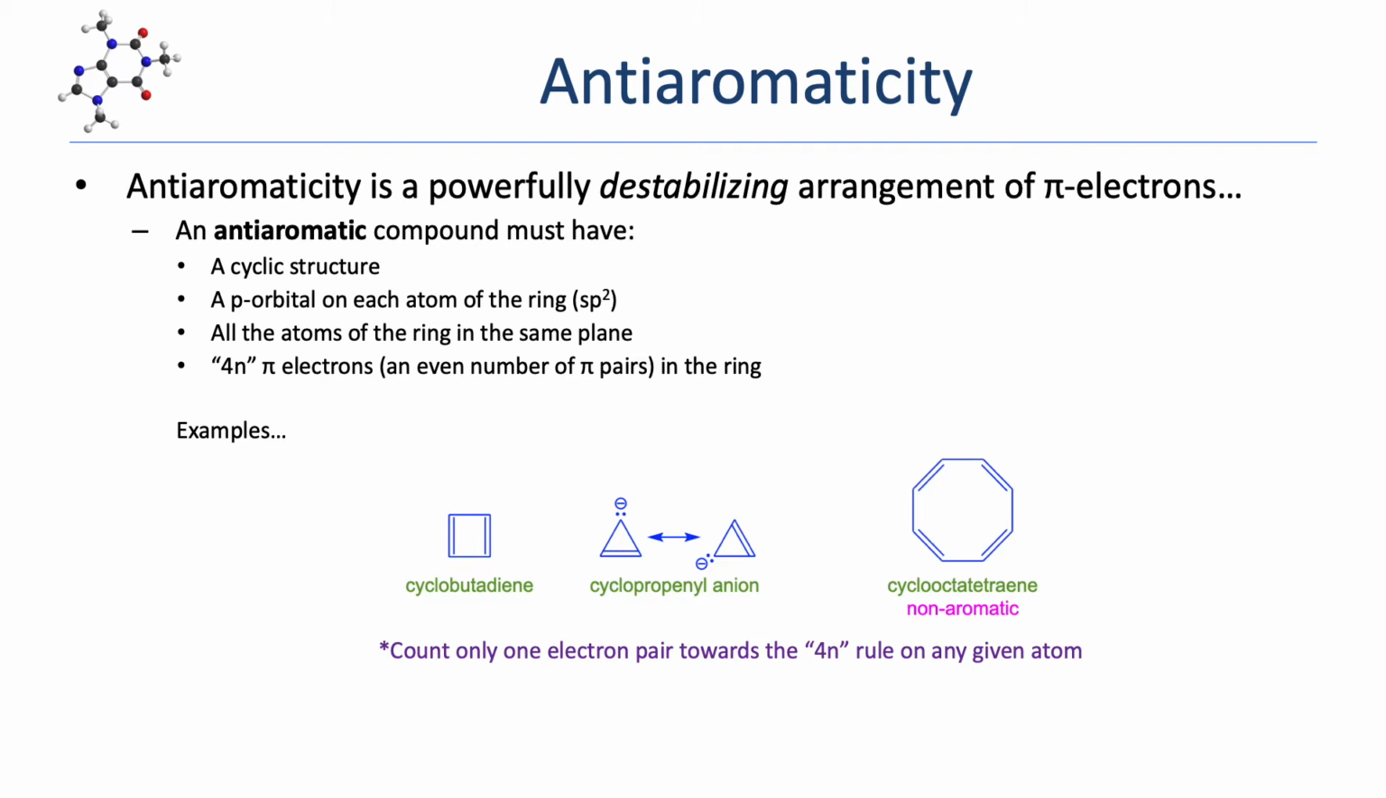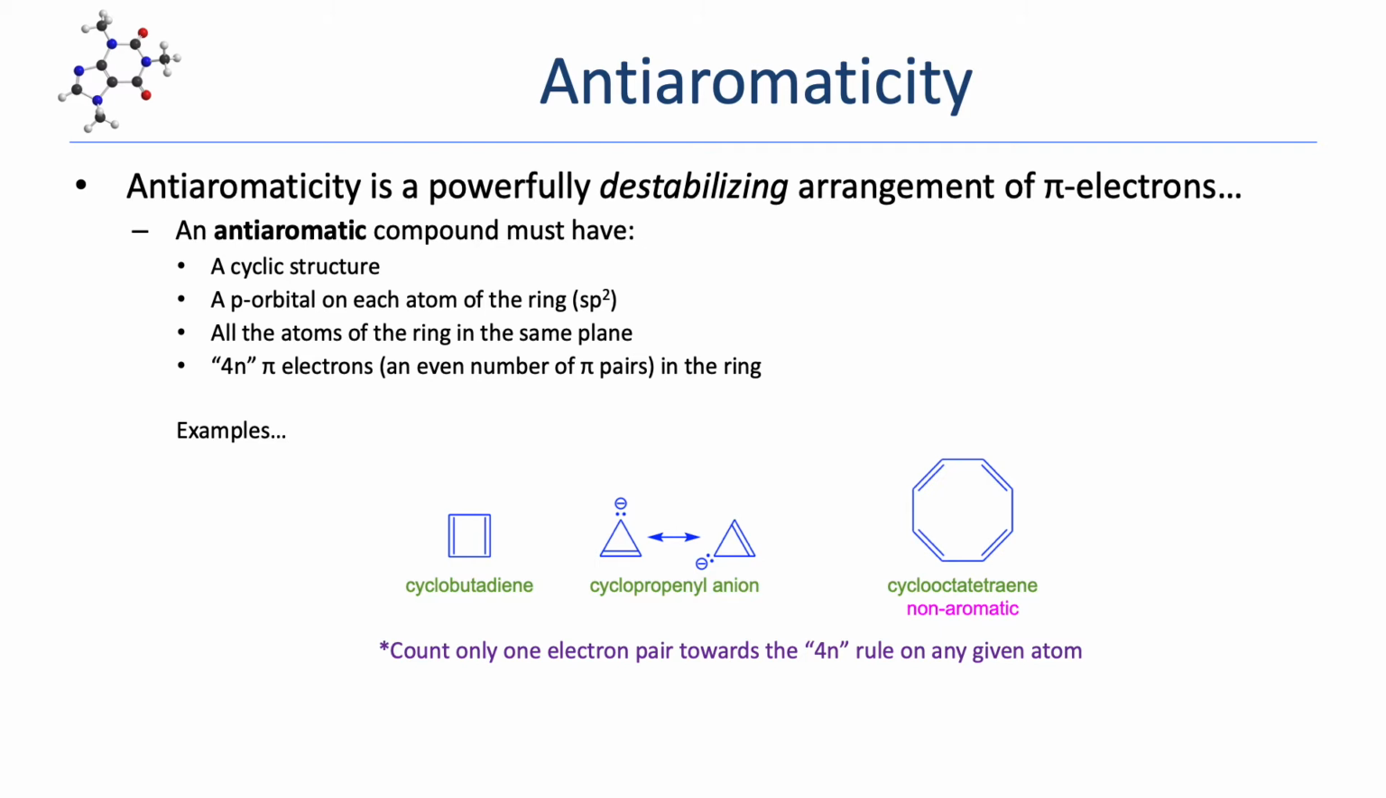Just like we saw with aromaticity, to be considered anti-aromatic, a molecule must possess a certain set of criteria. In fact, the first 3 criteria for anti-aromaticity are the same as those for aromaticity. To be considered anti-aromatic, a compound must have a cyclic structure, it must have a p orbital on each atom in the ring, usually meaning sp2 hybridization. All of the atoms in the ring must be coplanar in the same plane, and that means that the only difference between aromaticity and anti-aromaticity is the number of pi electrons in the ring. To be considered anti-aromatic, the ring must contain 4n pi electrons, or an even number of pi pairs.